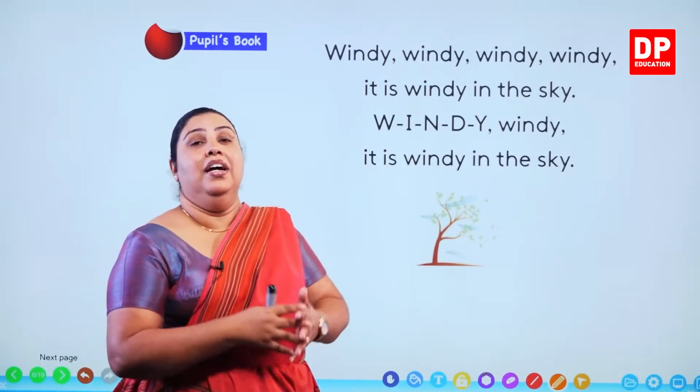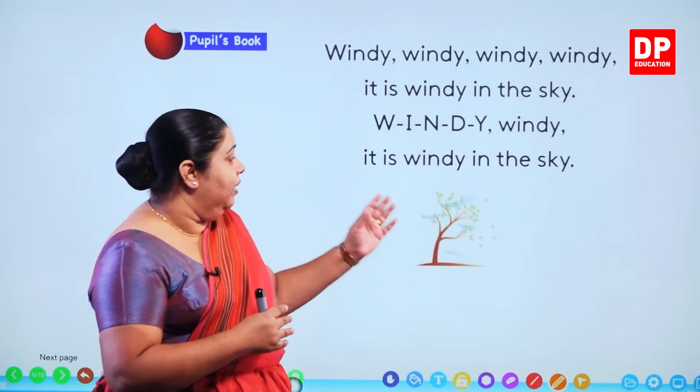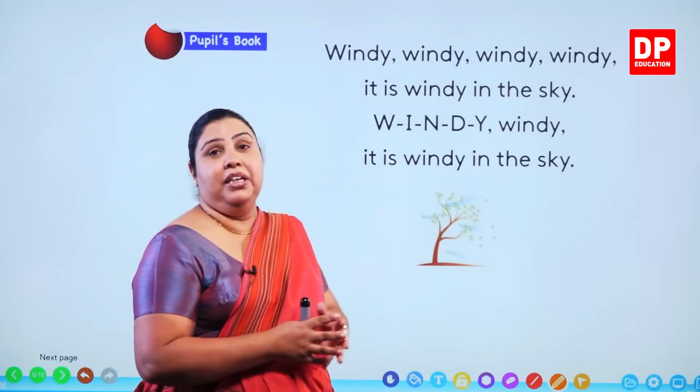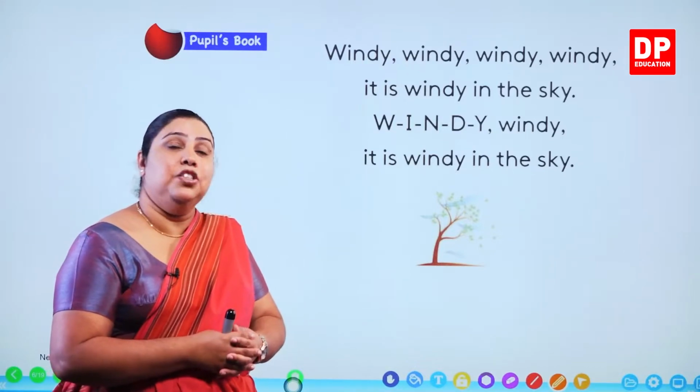All the branches are moving because of the wind, all the leaves are coming out, and you can see that it is windy.